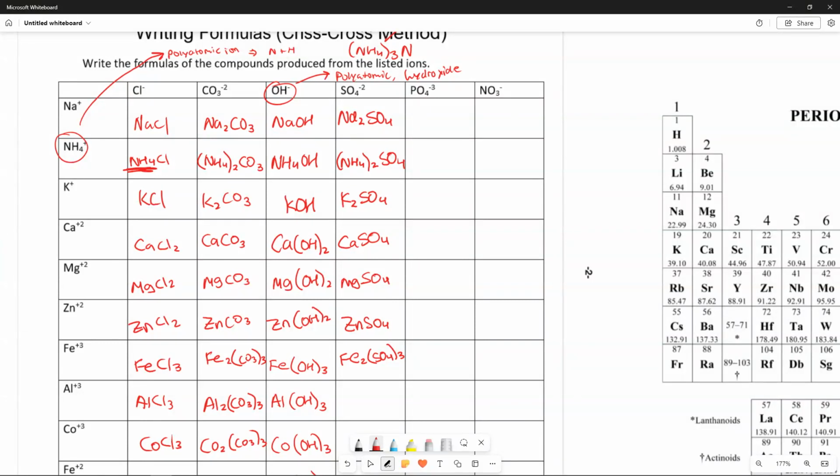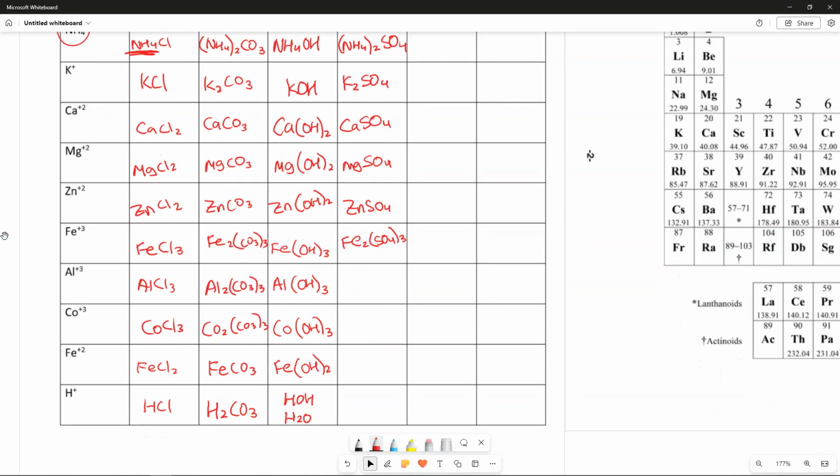Next, moving down, aluminum. Same reason with iron here. We need 2 of the aluminums for every 3 sulfates, (SO4)3. Use parentheses here as well because you have more than one sulfate, and that is a polyatomic ion. Cobalt here has the same issue. We need 2 of the cobalts. That looks like an O2, so I'm going to redraw it. Cobalt here, Co2(SO4)3, which gives us cobalt sulfate.